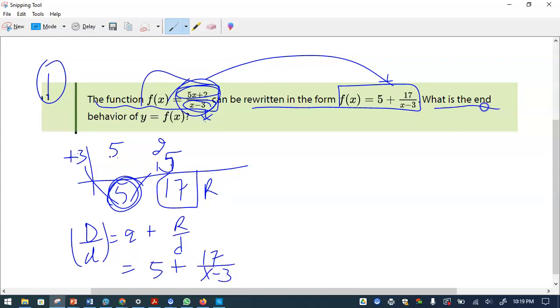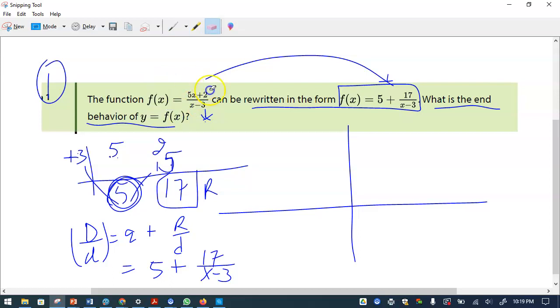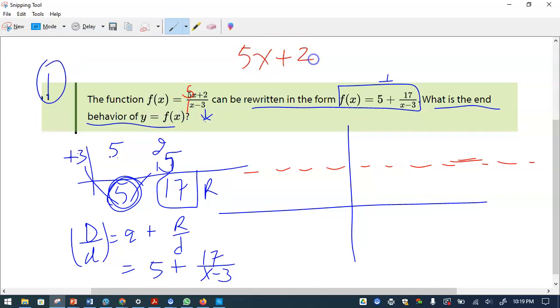So what is the end behavior? The quotient is 5. Remember, there are two ways. The quotient is just 5, which means there is a horizontal asymptote at 5. You can easily detect it because this is 5 and there's a 1 here. This is the equation, and both have degree 1. Whenever the degrees are equal, you write y equals p over q.